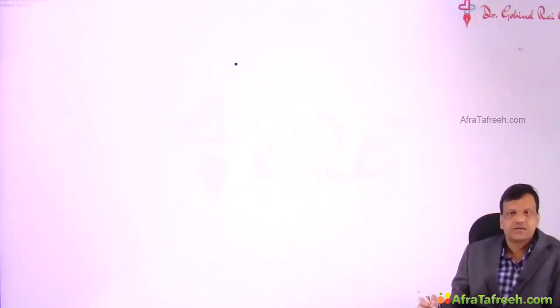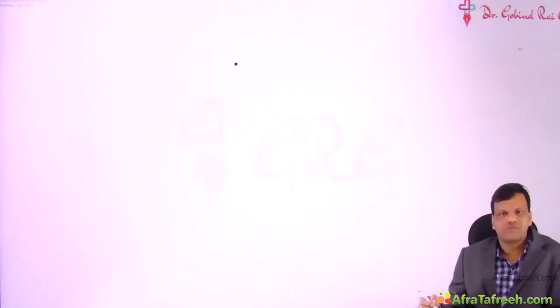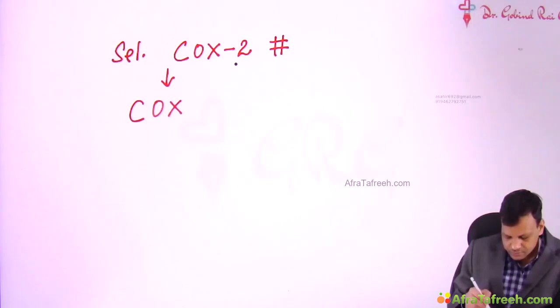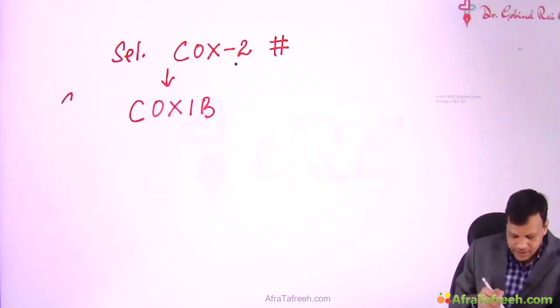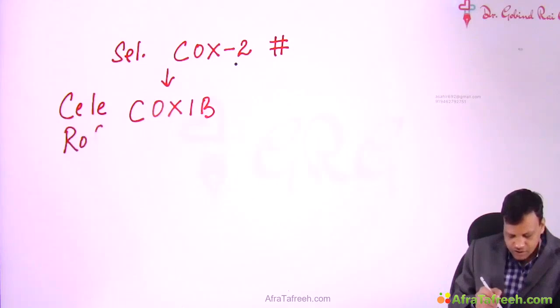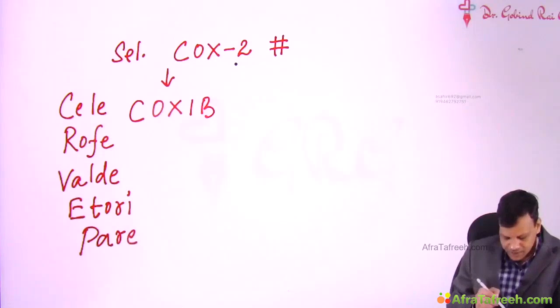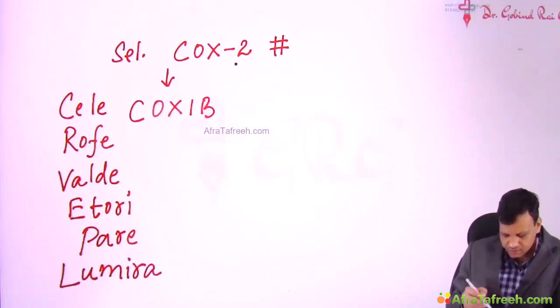Revising common points again: non-selective COX inhibitors have three uses: fever, pain and inflammation, but they increase the risk of peptic ulcer. So to avoid this problem of GI toxicity or peptic ulcer, we developed selective COX-2 inhibitors, and the names of these drugs end with coxib. Drugs like celecoxib, rofecoxib, valdecoxib, etoricoxib, parecoxib, and the latest one is lumiracoxib.